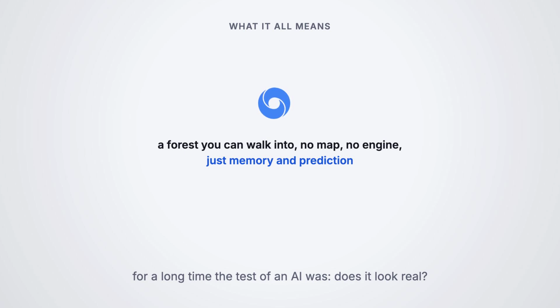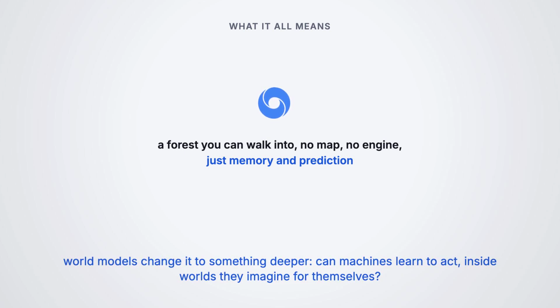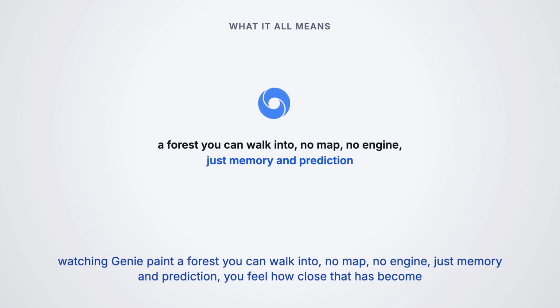For a long time the test of an AI was, does it look real? World models change it to something deeper. Can machines learn to act inside worlds they imagine for themselves? Watching Genie paint a forest you can walk into, with no map and no engine, just memory and prediction, you feel how close that has become.